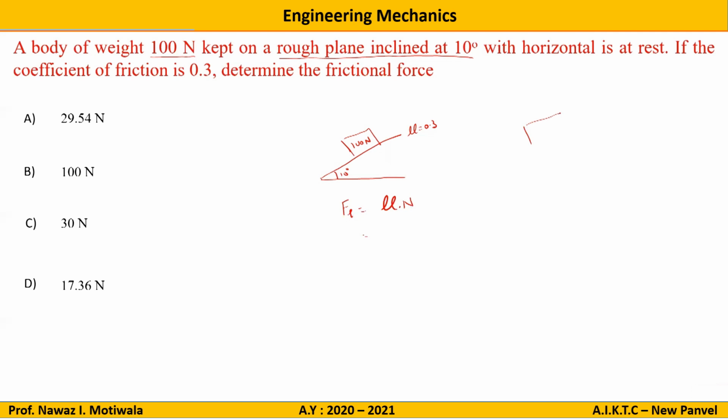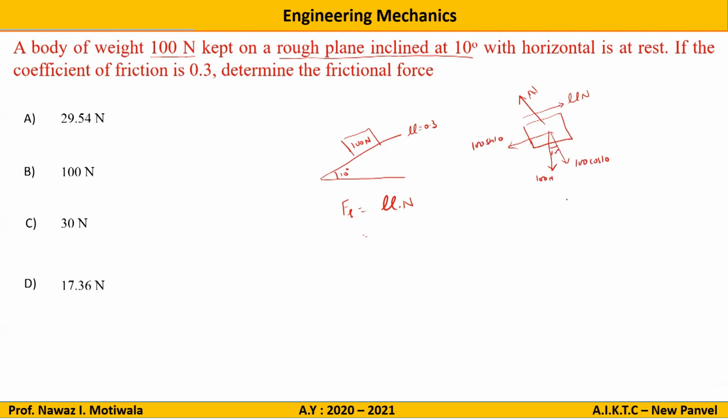If I draw the free body diagram, the applied force is not there. This will be the self-weight. This will be normal reaction N, and the friction force will be like this. If I assume that this body is moving downwards, friction force will be upwards. That is mu N. If this is 100 Newton and this is 10 degrees, this will be 100 cos of 10, and this will be 100 sin of 10.